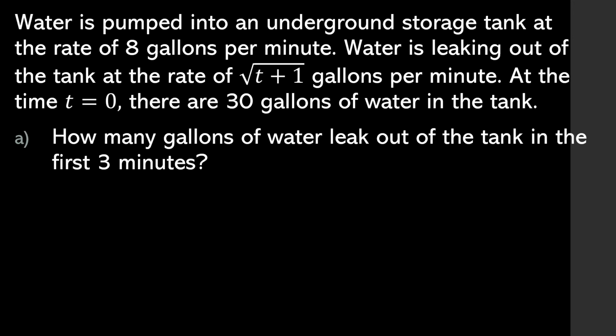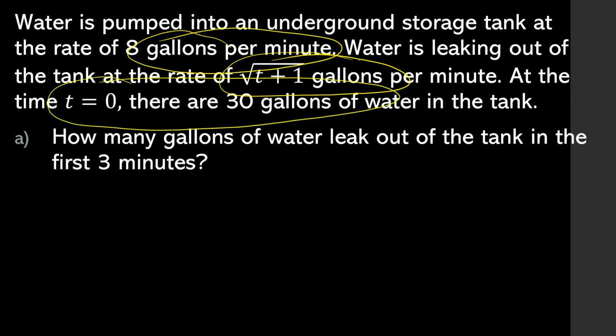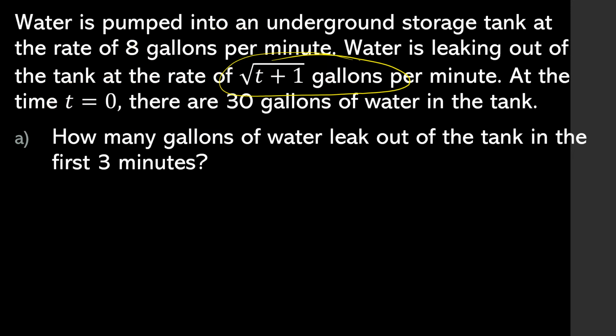Let's go back and let's circle some things. So what do we need? So 8 gallons a minute are always going in. Square root of t plus 1 gallons leak out. And at t equals 0, there are 30 gallons of water in the tank. Do I need to use all of those in this part of the problem? There are more parts. Nope. All we need is this.